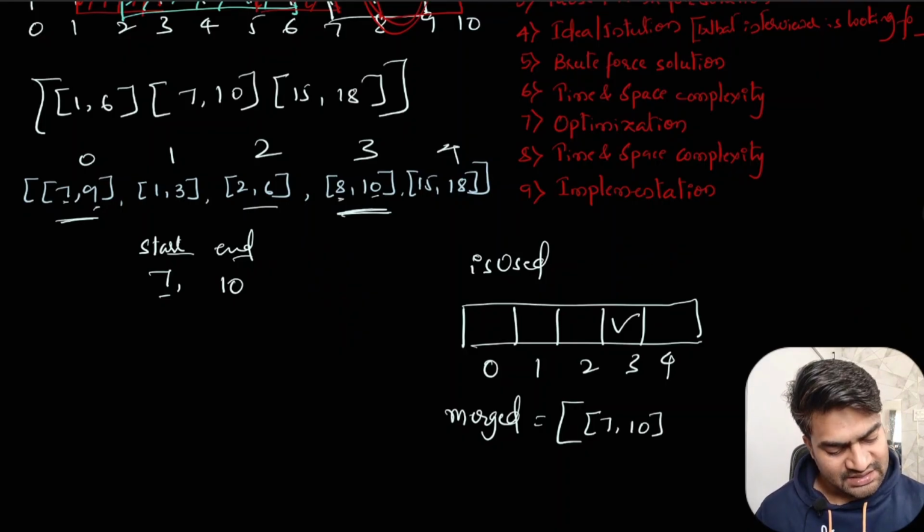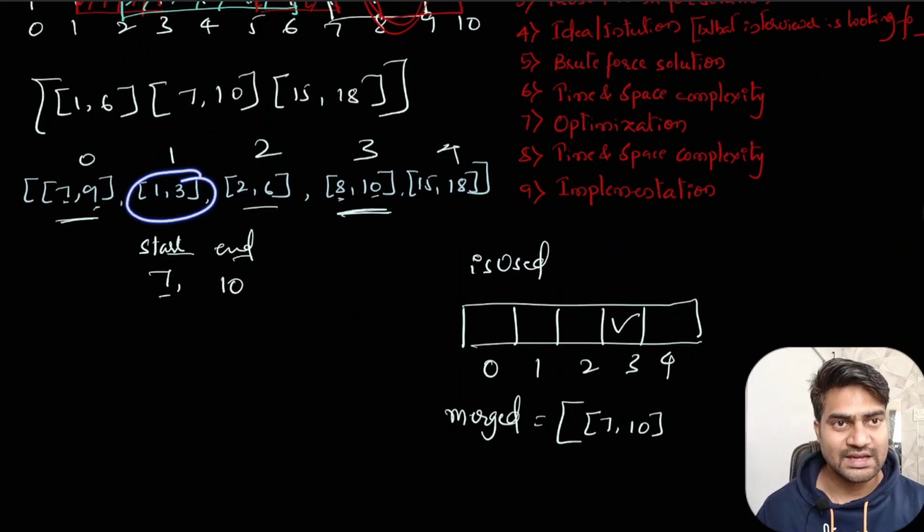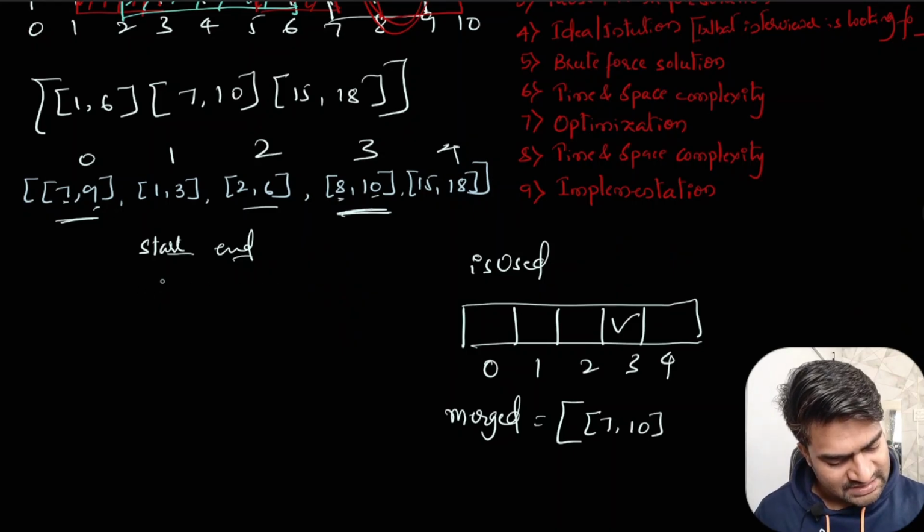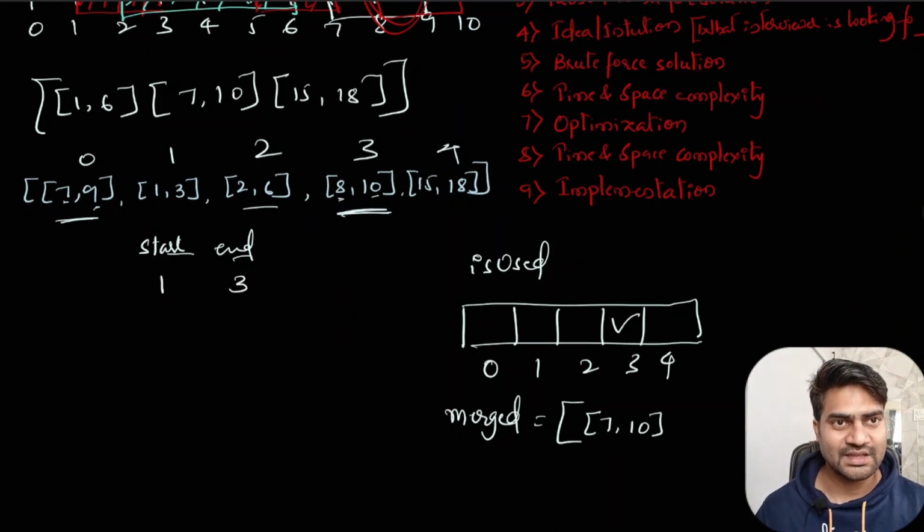Okay, next I will go with my second value, which is 1 comma 3. If you see, this is not used here. If it is used, then there is no point in processing that. We have to ignore that and move on. So this is not used. I will take my start as 1 and end as 3. Then should we consider 7, 9? No need, right? We have already merged that with 7, 9. So we will skip that and start with 2, 6.